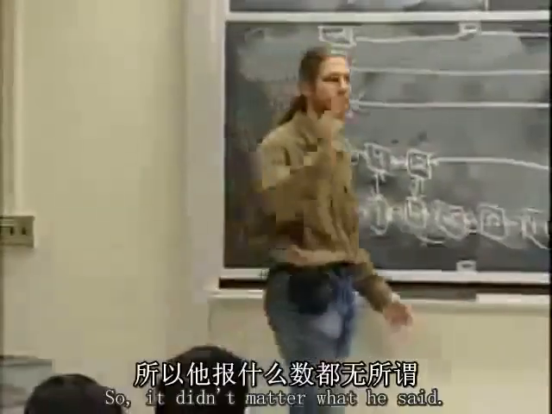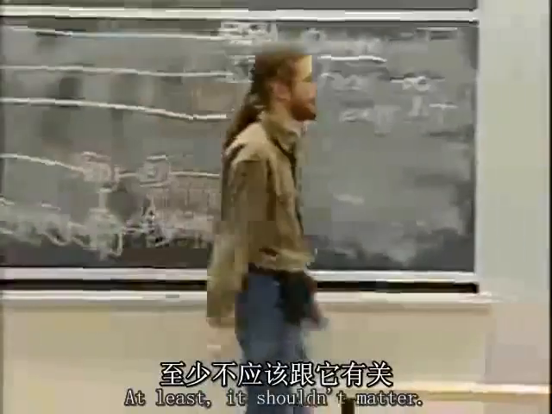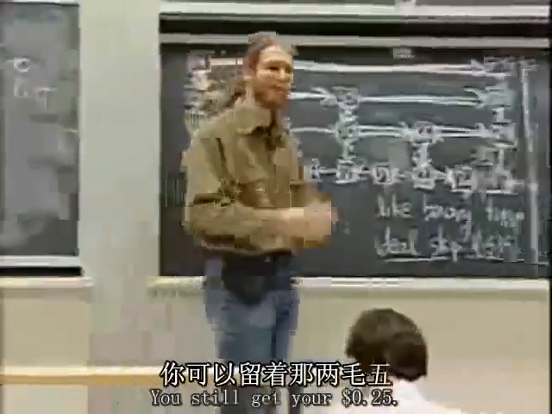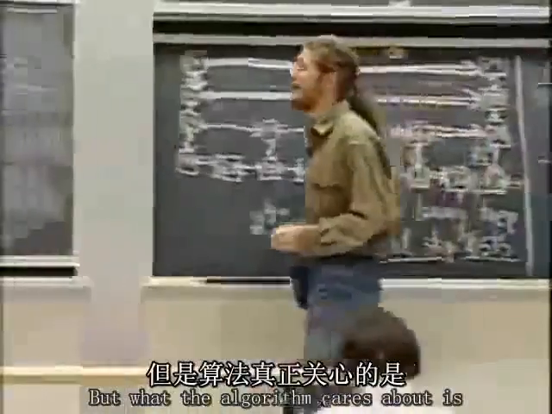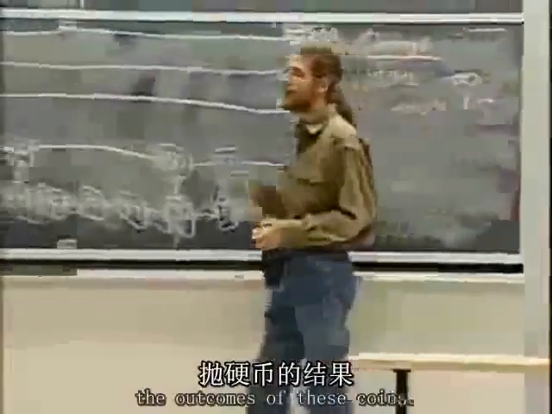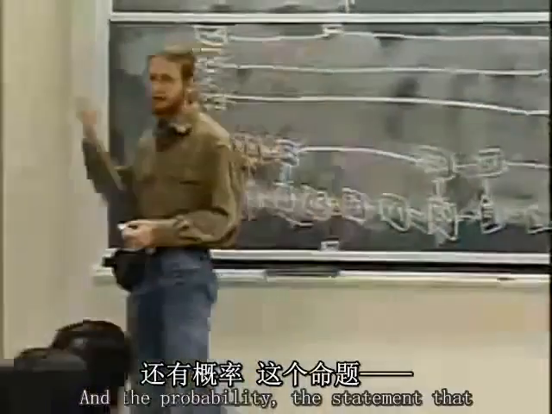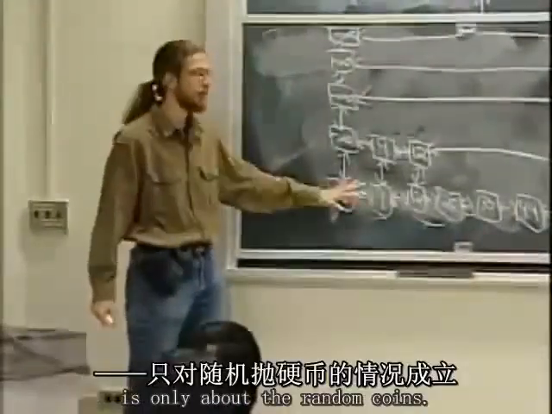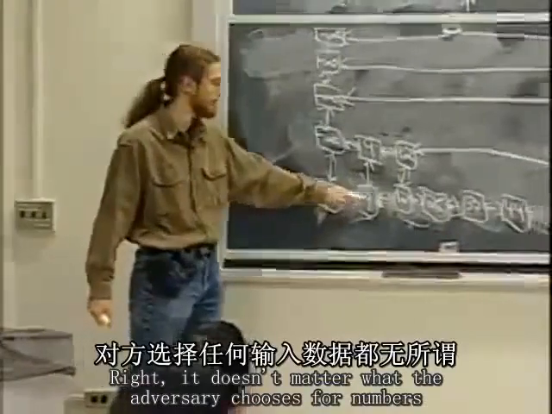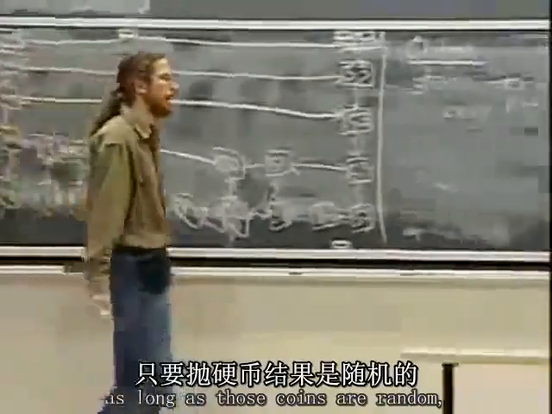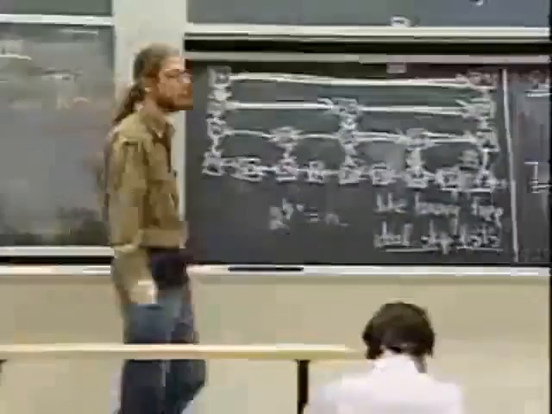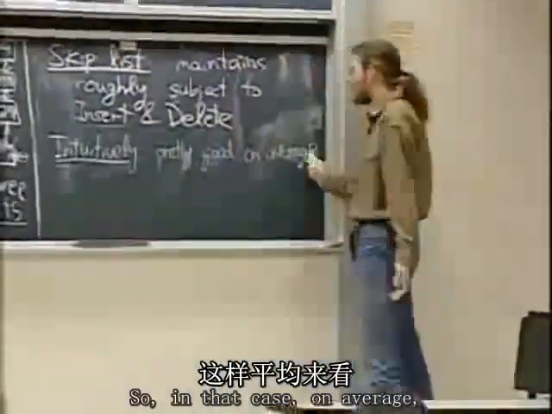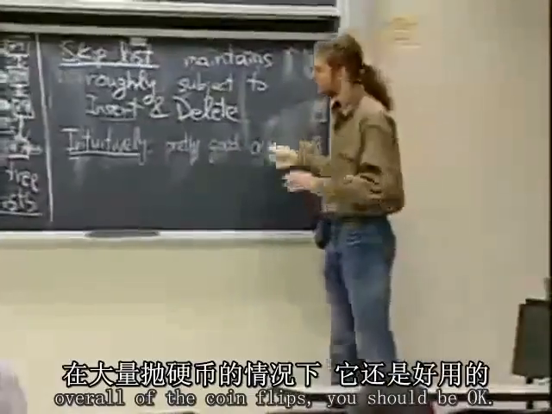So it didn't matter what he said. At least it shouldn't matter. It matters here. Don't worry, you're still loved, you still get your 25 cents. But what the algorithm cares about is the outcomes of these coins. And the statement that this data structure is fast with high probability is only about the random coins. It doesn't matter what the adversary chooses for numbers, as long as those coins are random and the adversary doesn't know the outcomes of the coins. So in that case, on average, over all of the coin flips, it should be okay.